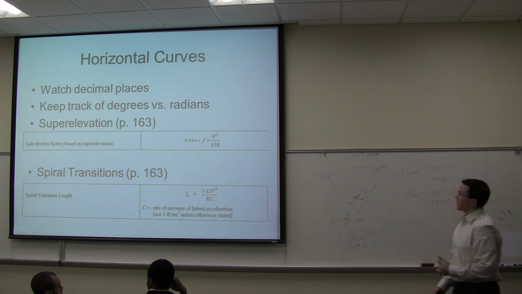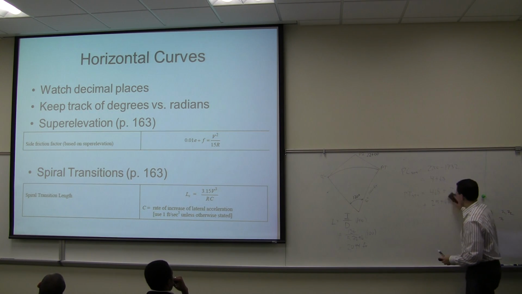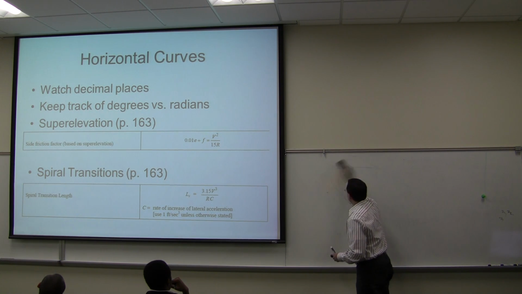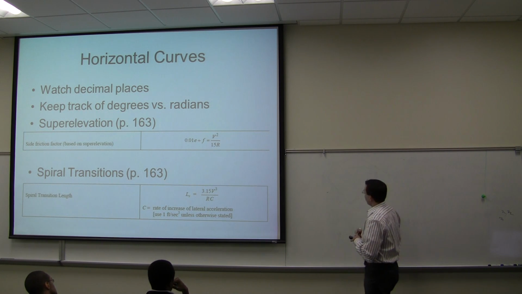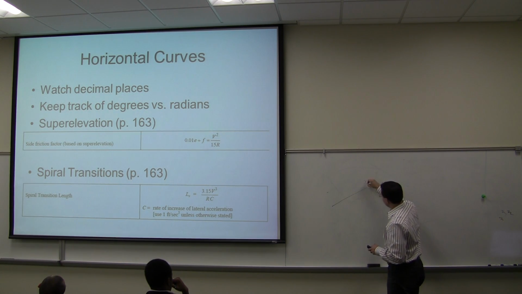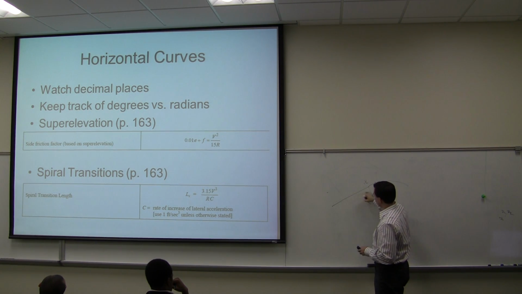I've got an example on the next page. The spiral transitions. Who remembers what the spiral transition is used for? Gradual transition between curves. So they are used in exit ramps, but they're basically to provide a different type of transition, as opposed to having a straight line segment and then instantly having a PC and starting that curvature. You can go in and add a transition section.